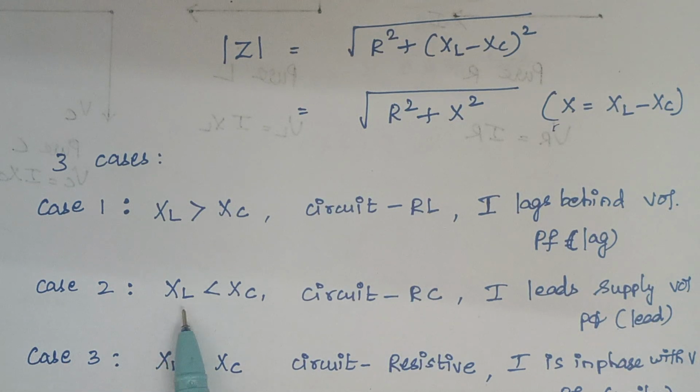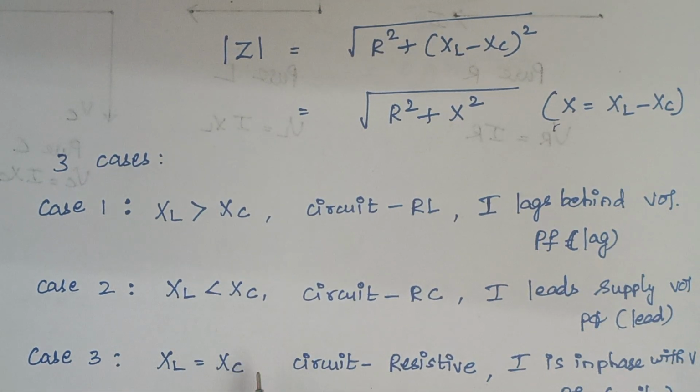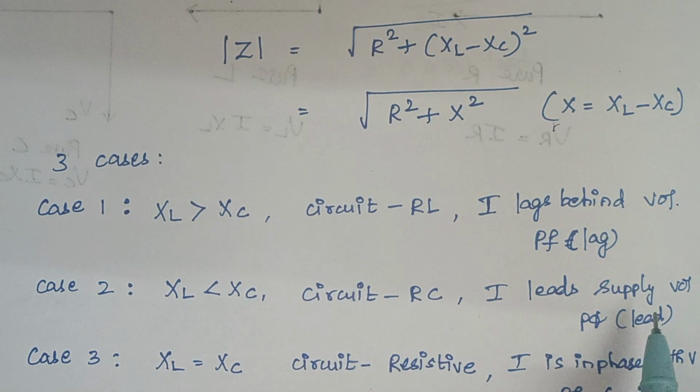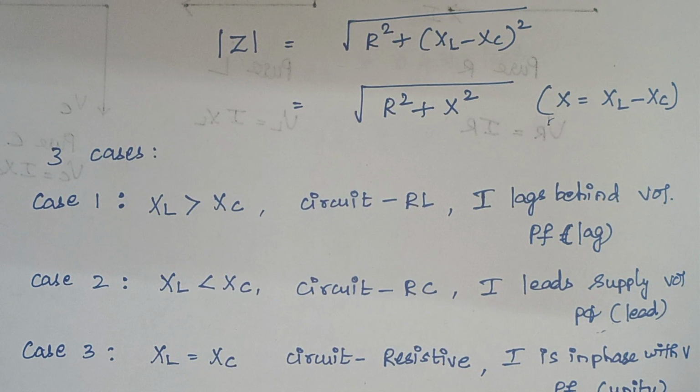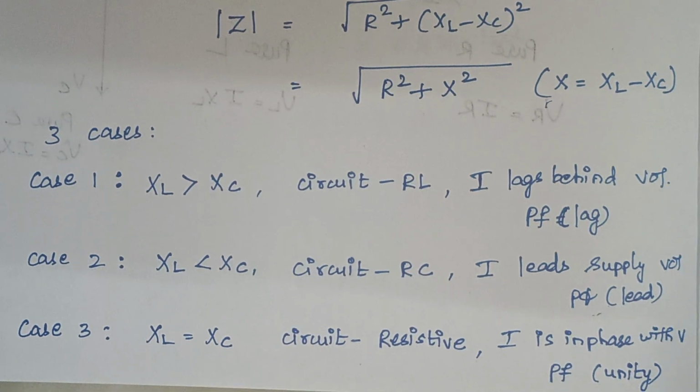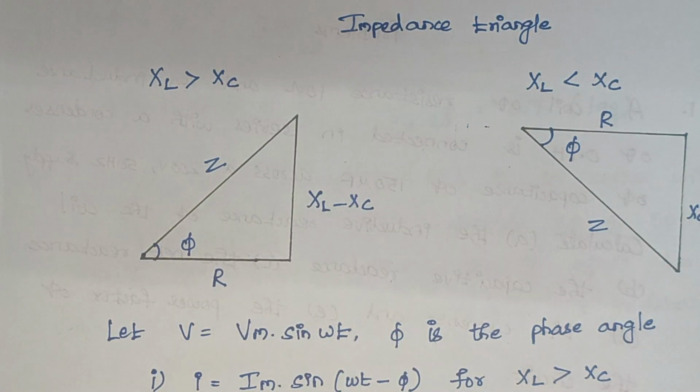In case 2, when XL is less than XC, what happens? The circuit behaves as an RC circuit. Therefore, here current leads the supply voltage, right? Therefore, the power factor is leading. In some cases, when XL is equal to XC, the circuit is said to be purely resistive. Therefore, I is in phase with the voltage, and here in this case, the power factor is said to be unity, right?